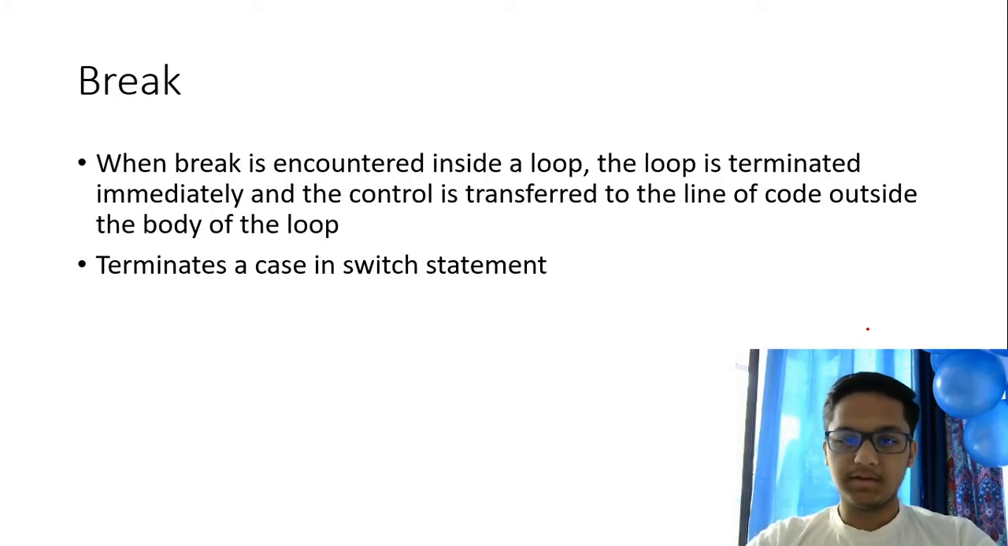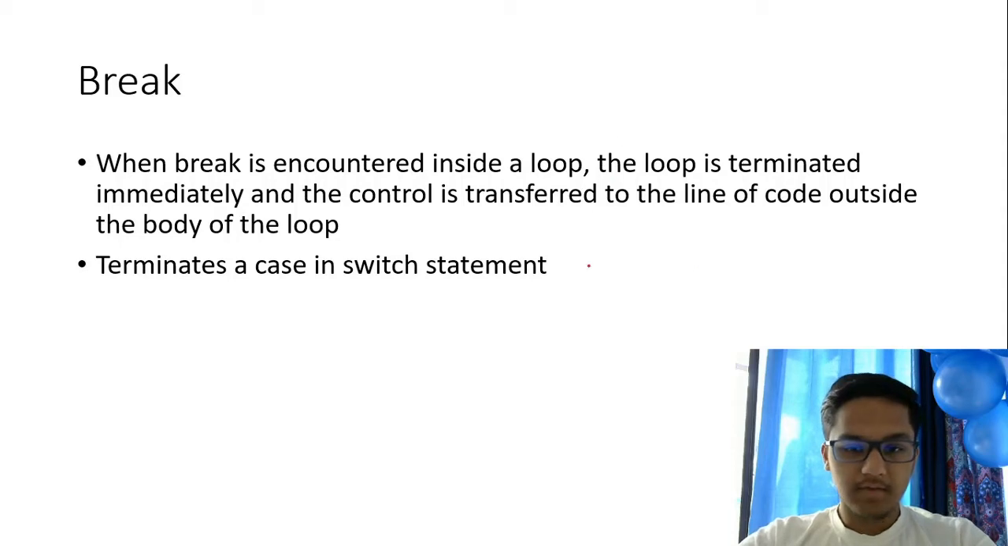Whenever the break statement is encountered in a loop, the loop is terminated immediately and the control is transferred to the line of code outside the body of the loop. So what does this mean? You might remember when I covered the switch case statement in my video. As soon as the break is encountered in a case, the case is terminated immediately. In the same way in a loop, and there are three types of main loops: for loop, while loop, and do while loop. If the break is encountered in any one of these loops, the loop is going to get terminated at that immediate point, and the control is going to get transferred to the line of code outside the body of the loop.